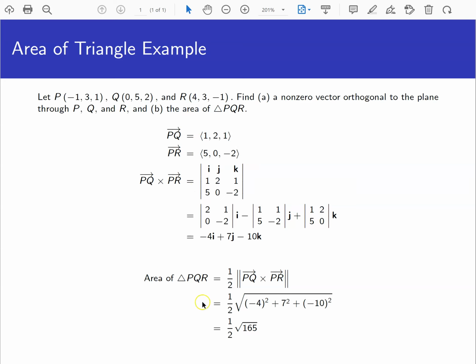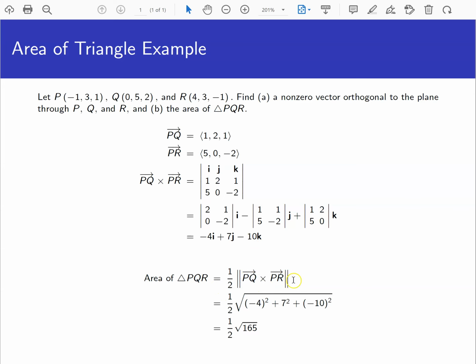Finally, to find the area of the triangle, well, we've got PQ and PR that would determine a parallelogram. If we do half the area of the parallelogram, that'll give us the area of the triangle we're looking for. The area of the parallelogram, of course, is the magnitude of the cross product. So we'll do 1/2 times the magnitude of the cross product.